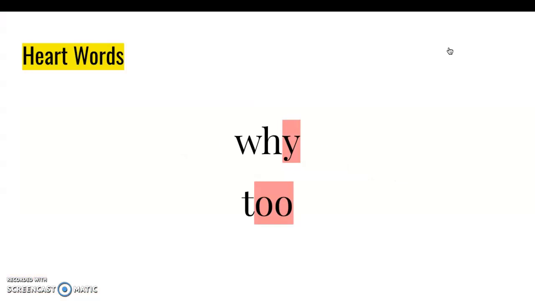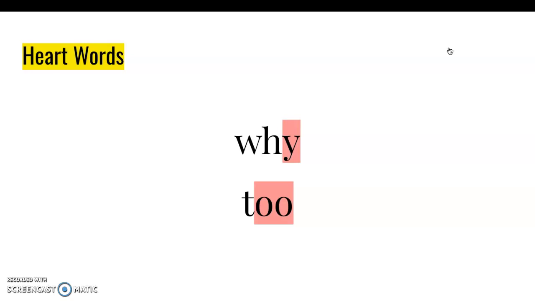So our first hard word that we're going to learn today is the word why, and it's spelled W-H-Y. And usually we use this word when we're asking a question. For example, you can say, why is the sky blue? Or why are you out of your seat? So usually we use this word when we're asking a question.